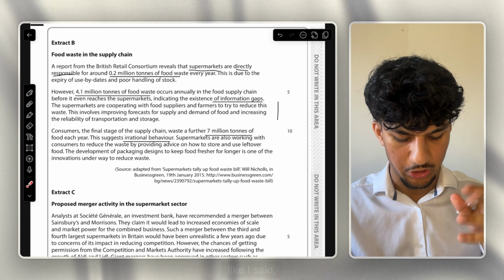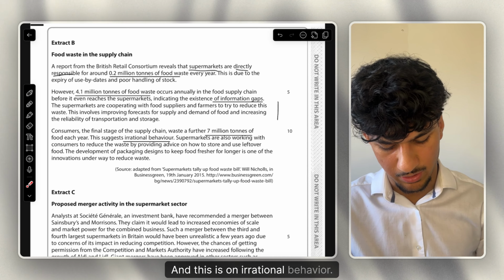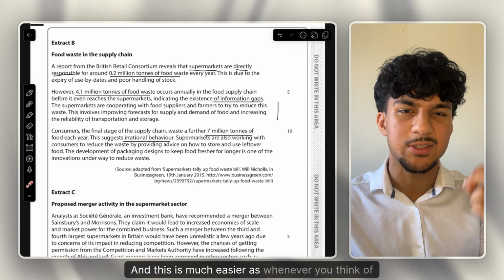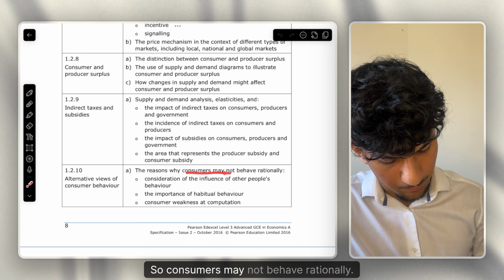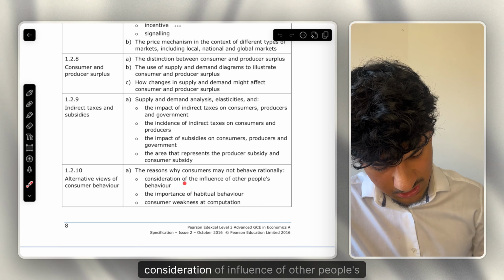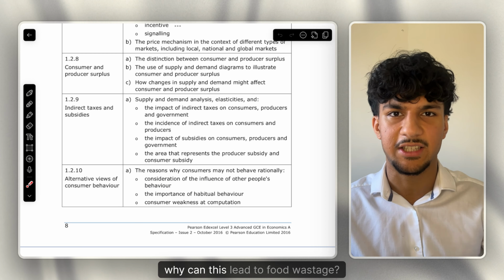Then moving on, like I said, we're going to do 2 paragraphs here since this question split them up, and this is on irrational behaviour, and this is much easier, as whenever you think of irrational behaviour, you should think of these 3 points. So, consumers may not behave rationally. Why? Number 1, consideration of the influence of other people's behaviours. So, why can this lead to food wastage?